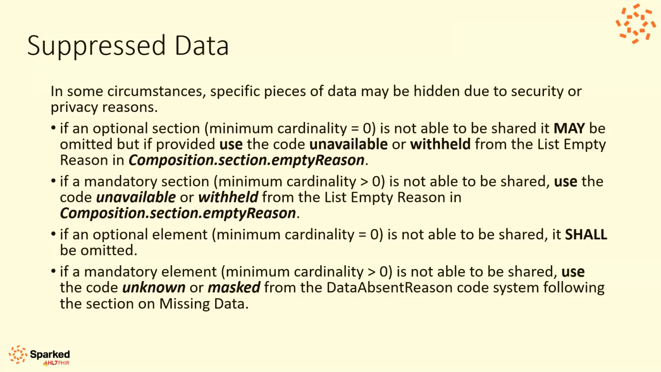Let's go to the elements. So this is straight adopted from AU Core. So optional element shall be omitted. That's the AU Core requirement. If it can't be shared, you shall omit it. If it's mandatory, then you need to choose between unknown and masked. These are the AU Core requirements we're inheriting.